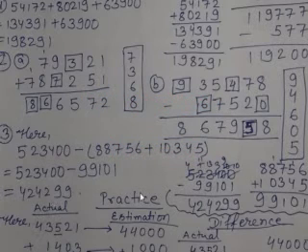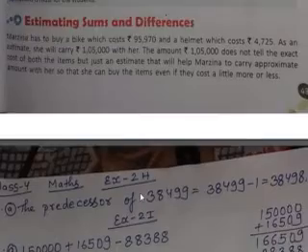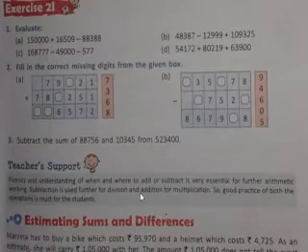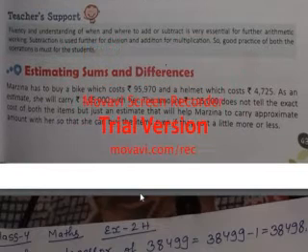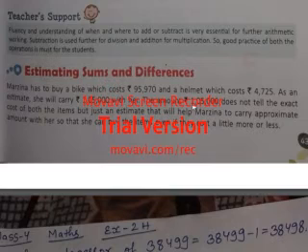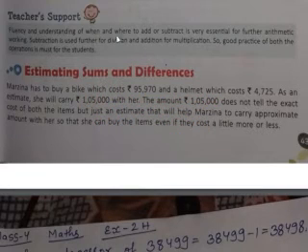4,24,299. So students, this was all about exercise 2i, and before exercise 2j there are some teacher supports and also estimating sums and differences topics. So we will be watching that. You can see over here in teacher support what has been written: fluency and understanding of the students and where to add, subtract is very essential for the further arithmetic working.